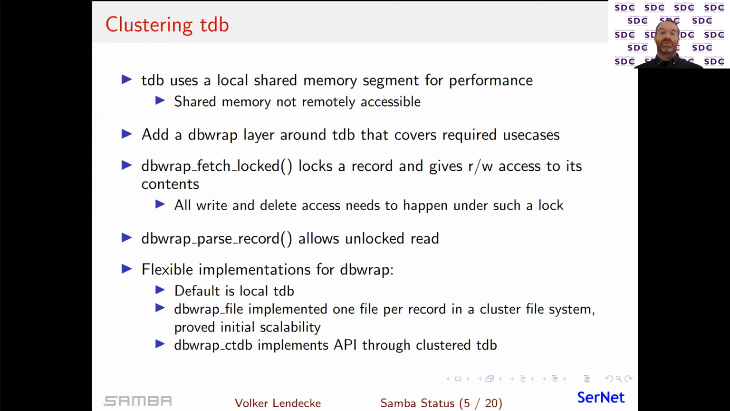It's first a record lock, and it gives read-write access to the record contents. So you do a dbwrap fetch locked, and you need the handle. I'll show you that in the next slide. You need this handle to access the record's data. And as long as you keep this handle around, you will hold a lock on that record. And that's the API that we implemented.